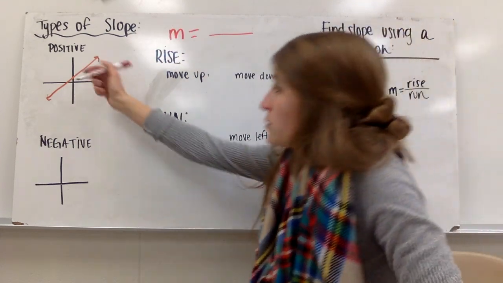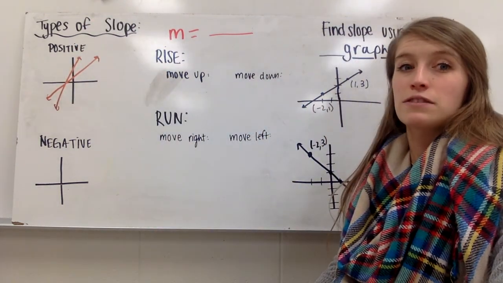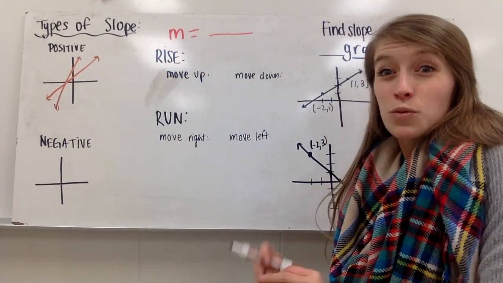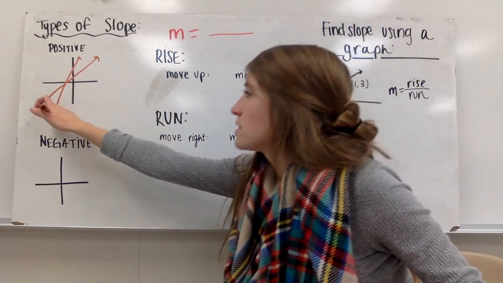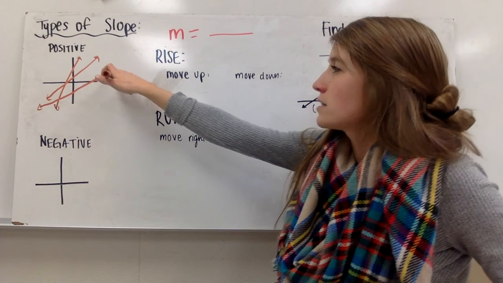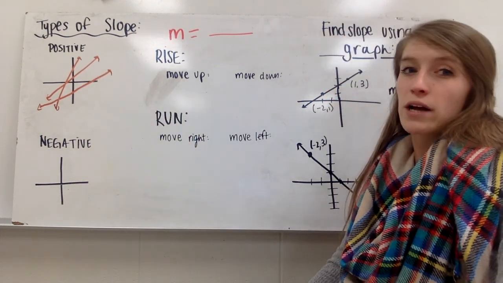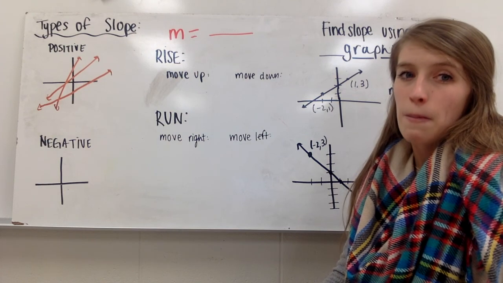Now it could look really, really steep, like this line has a very positive slope. It could also look really gradual but still be positive. For example, this line, it barely looks like it's increasing, but it is. It's barely going uphill, so it has a positive slope.